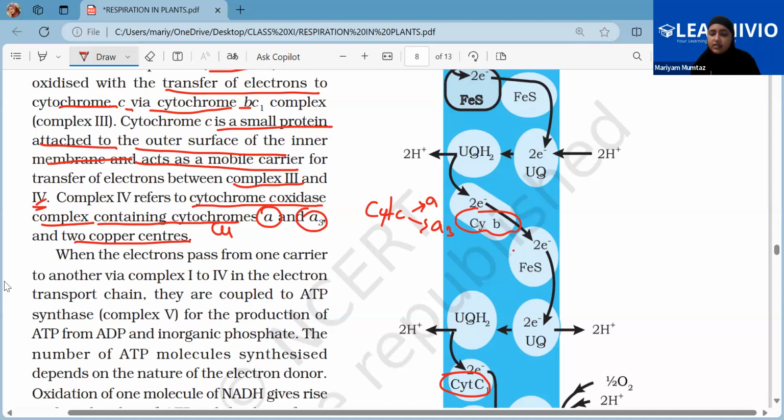Up until now, do you have any doubts in the ETS? No.